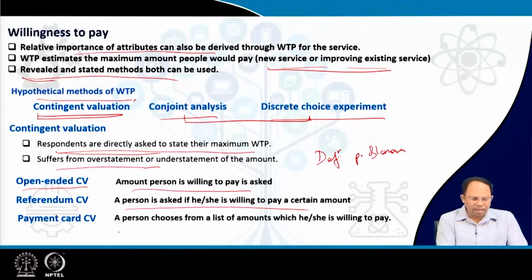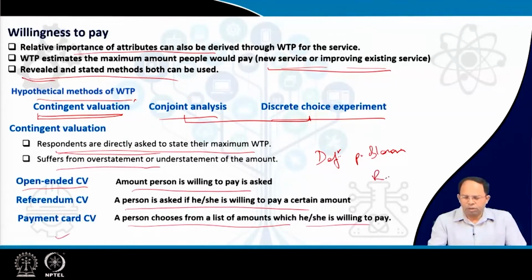So finally, in a payment card CV, a person chooses from a list of amounts which he or she is willing to pay. So I can put down all the options in a list, and he can mark out which one he is willing to pay. So these are the different types of ways we can do a WTP survey. But at the end of the day, we have to do regression to determine the willingness to pay.